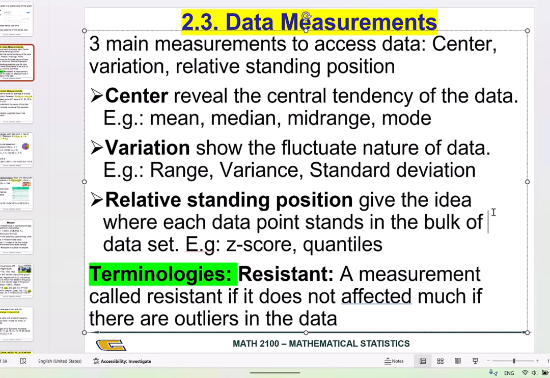And here there's one terminology we call resistance. A measurement is called resistant if it does not change much when there are outliers in the data. So say if you add one extreme value in the data set, your measurement is called resistant if that one add-on does not affect the whole bulk of data.